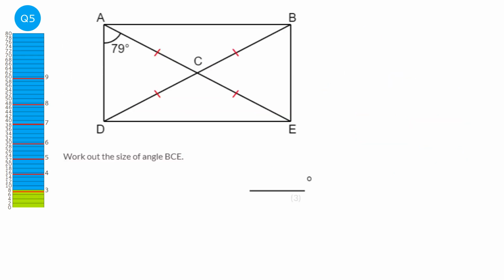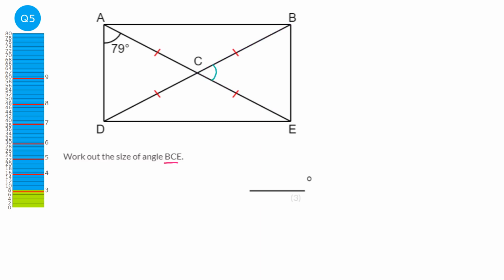So we're asked to find angle BCE, and that is going to be this one here, because you start at B, go to C, and then go to E, and it's the angle you make. And I might just choose a different colour because we've already got red on here. So we're looking for this angle here.